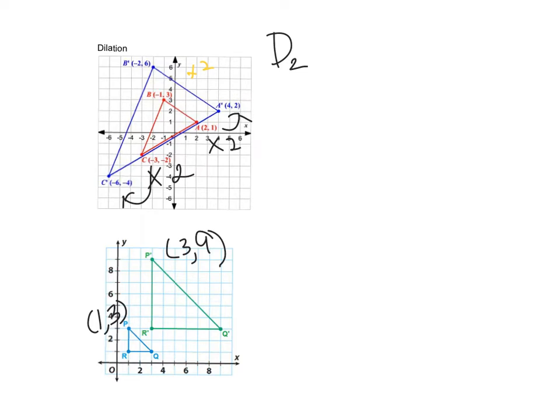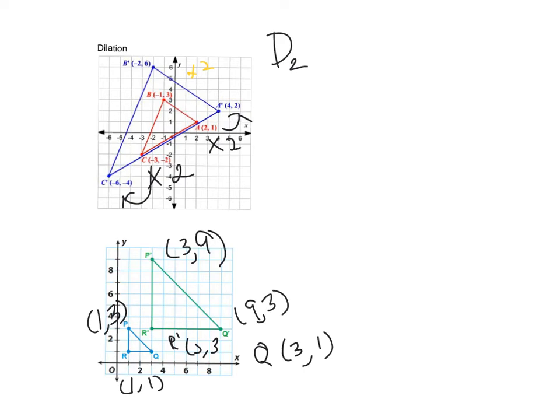So, can we see, so R prime is, I'm sorry, R is 1, 1. R prime is 3, 3. And then Q, I'm going to put that here, is 3, 1. Q prime is 9, 3.